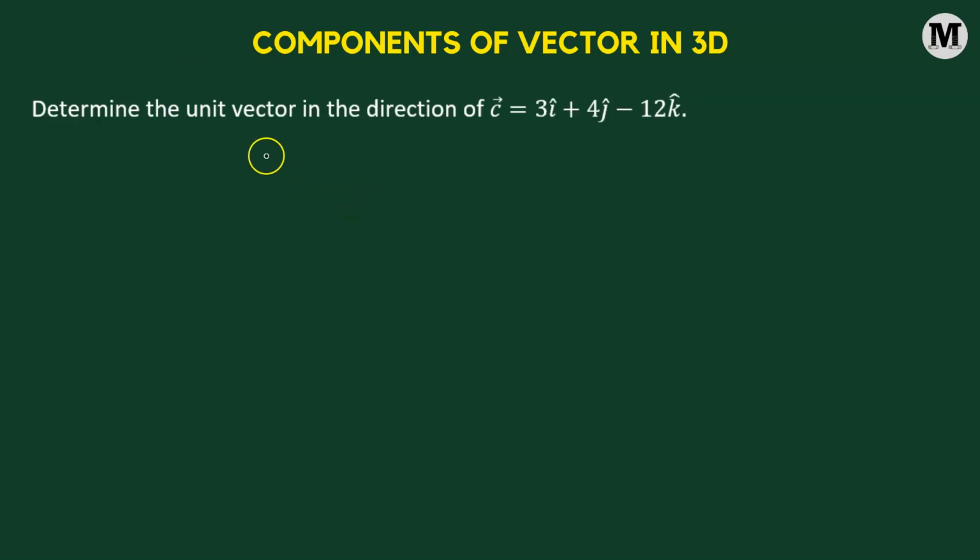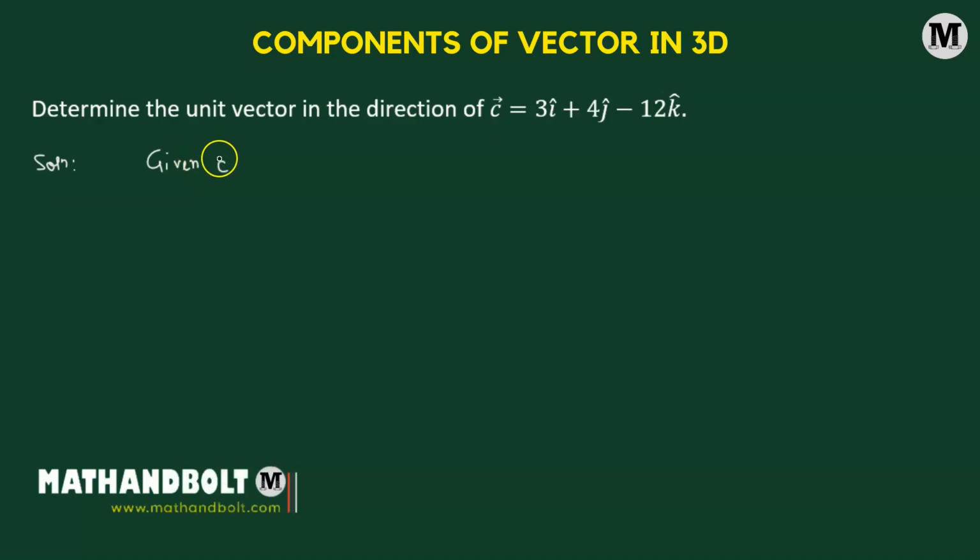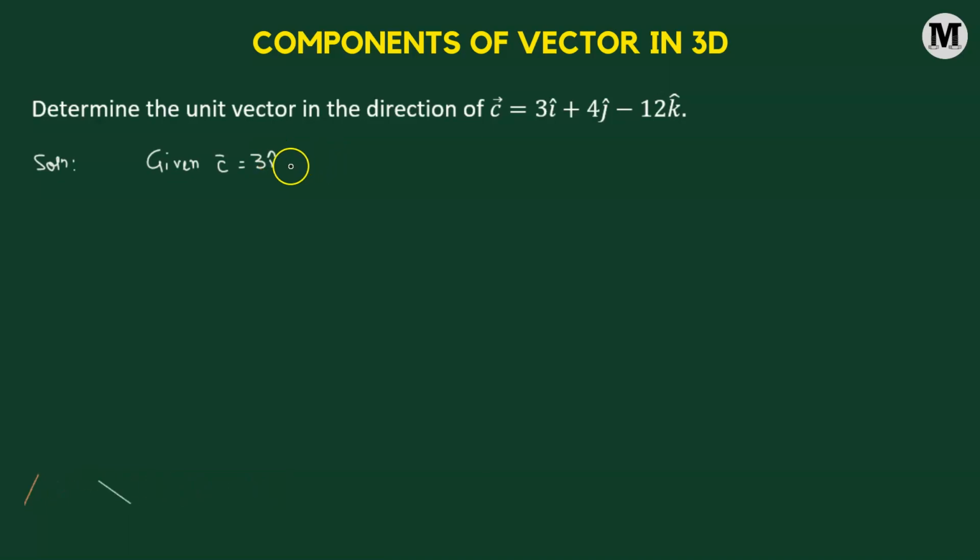We need to determine the unit vector in the direction of the vector c. Okay, let us begin. First, let's note down the given vector. Here we have vector c given by 3i cap plus 4j cap plus negative 12k cap.